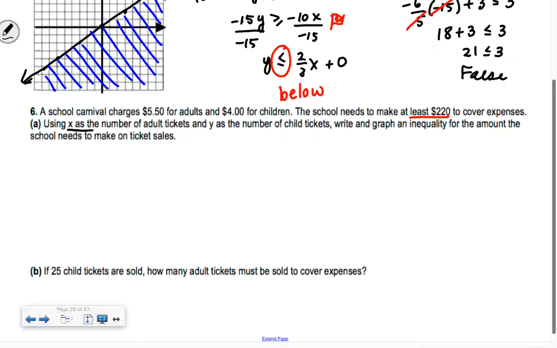So X is our number of adult tickets. And for each of those tickets, I'm making $5.50, right? So we're going to do $5.50 times X. And then for each child ticket, we're making $4, right? So we're making $4 times Y, so 4Y. And it needs to be at least $220. So I'm not going to say equals 220. What sign am I going to use? Greater than. We want the amount we're bringing in to be greater than or equal to 220, right?